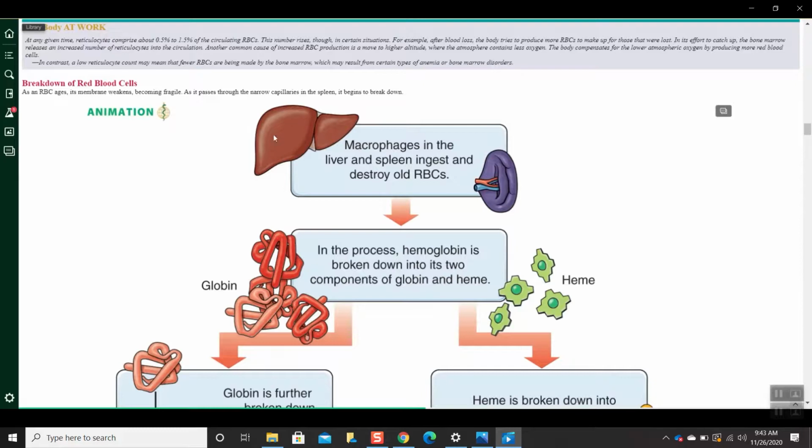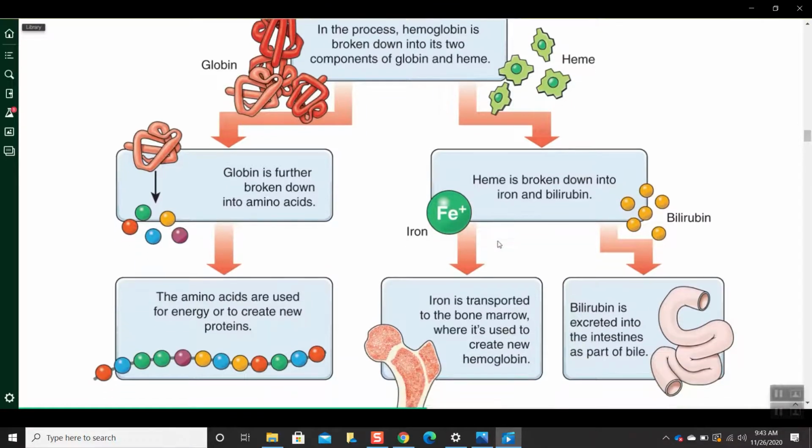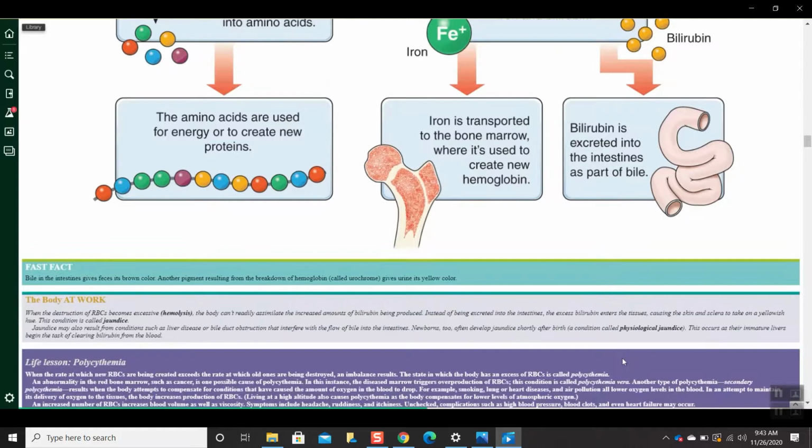Then you have the breakdown of red blood cells. So if you remember, we talked about hemoglobin. You have the globin, which is broken down into amino acids. And then you have the heme, which is broken down into iron and bilirubin. The bilirubin is excreted into the intestines as bile. One of the side effects from that is jaundice. If somebody can't process and get that bilirubin out of their system, they can develop something called jaundice.